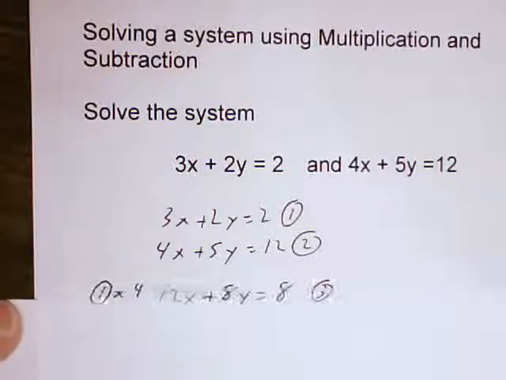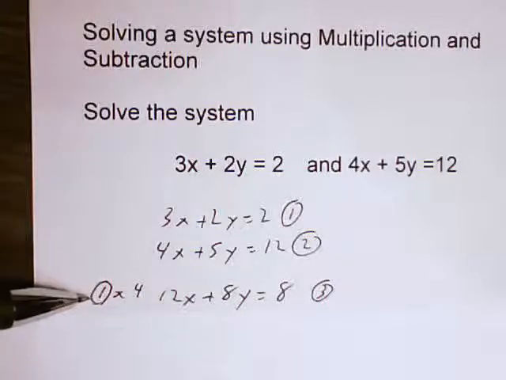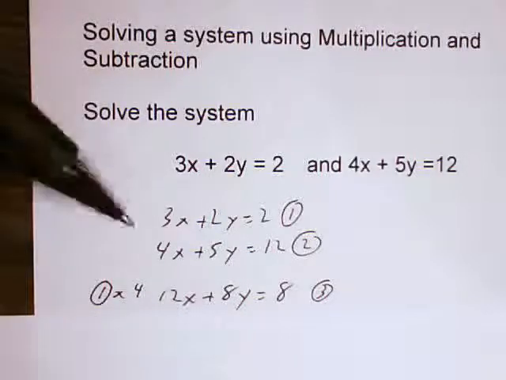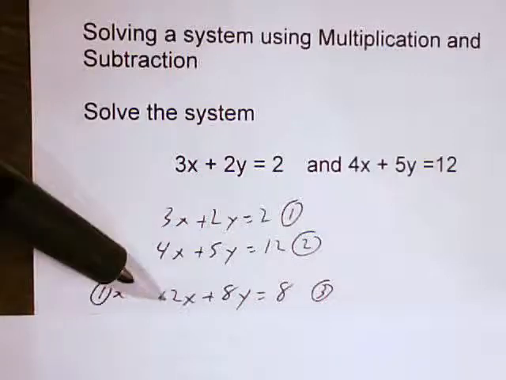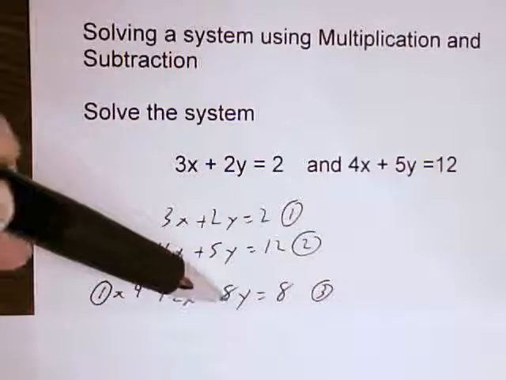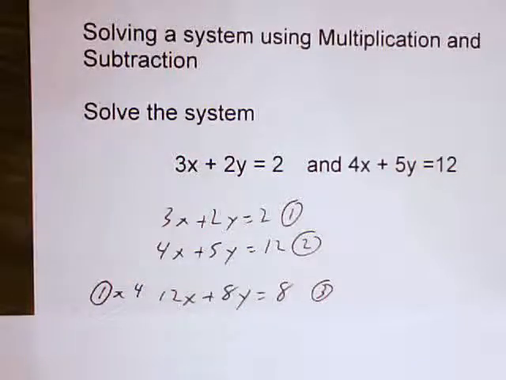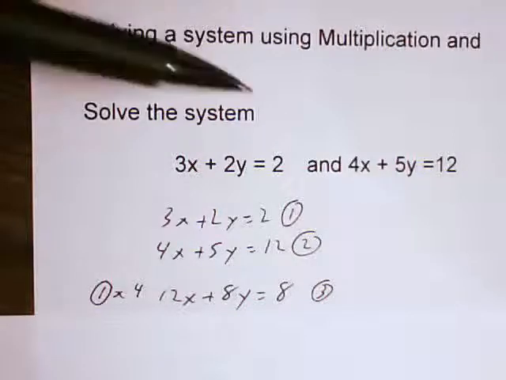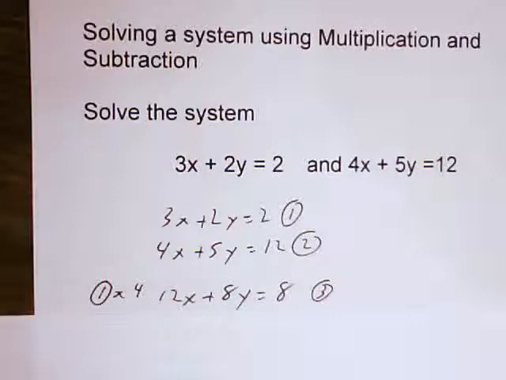First thing I do is I indicate what operation I am doing. So I'm going to write equation 1 times 4, and now I do the operation. 3 times 4 is 12, 2 times 4 is 8, 2 times 4 is 8. Since I have multiplied that equation by a number, it's now a new equation. I'm going to renumber it equation 3.